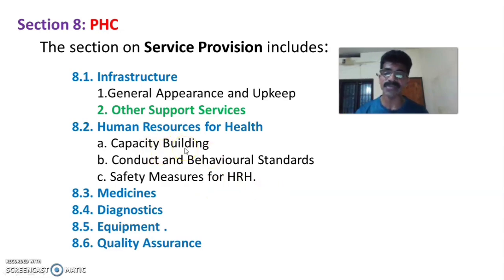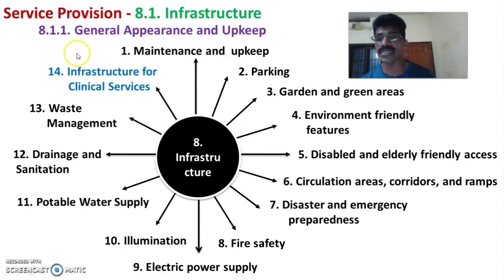Capacity building is nothing but strengthening the working efficiency of the staff of the primary health center, both in rural and urban areas. Then 8.3 includes medicines, 8.4 diagnostics, 8.5 equipment, and 8.6 is quality assurance. We'll discuss later. So under infrastructure, 8.1.1 is general appearance and upkeep. It has got 14 different areas of services and infrastructure.